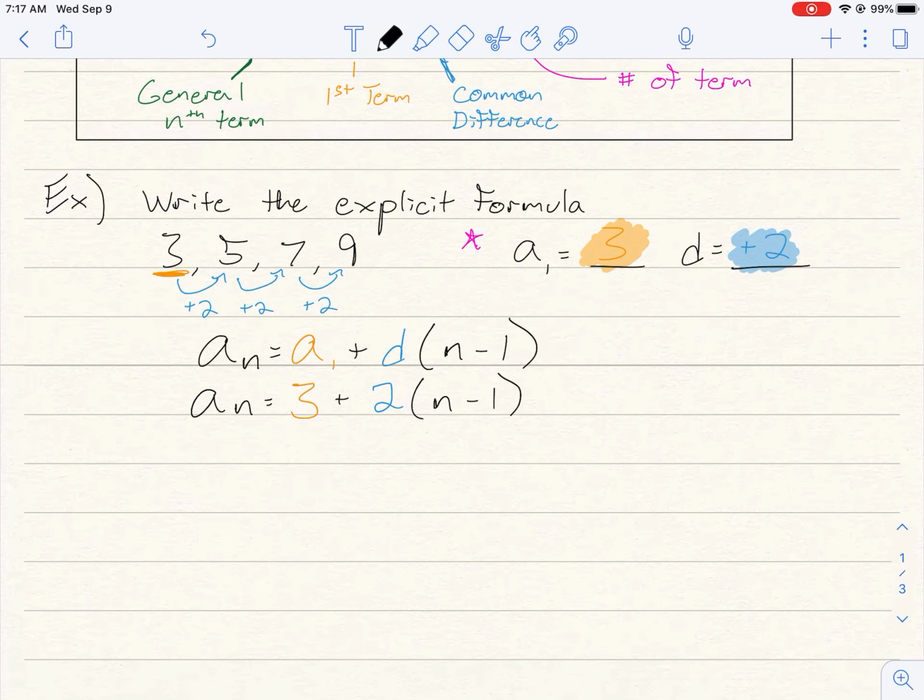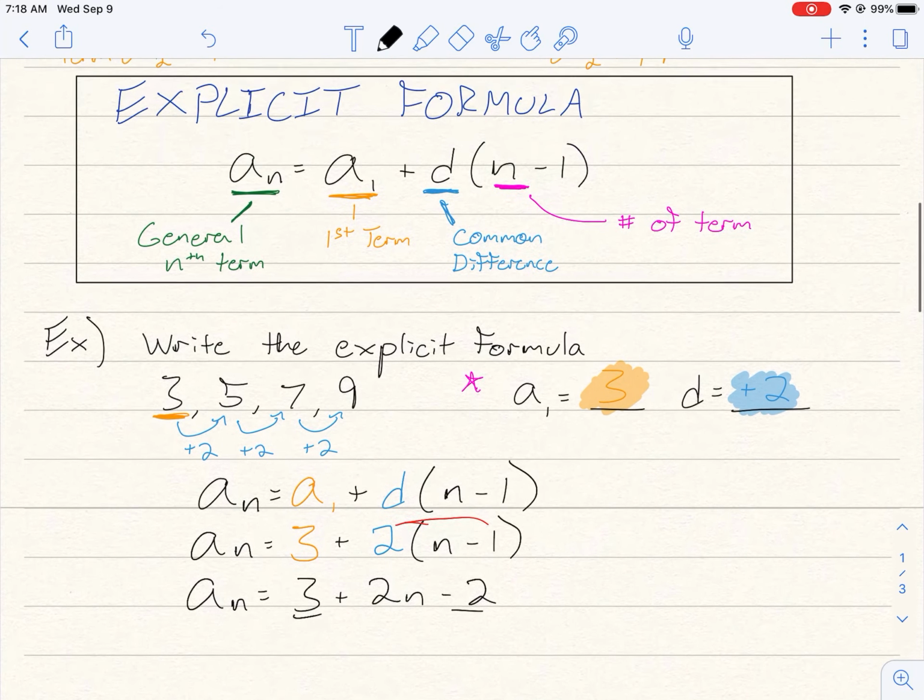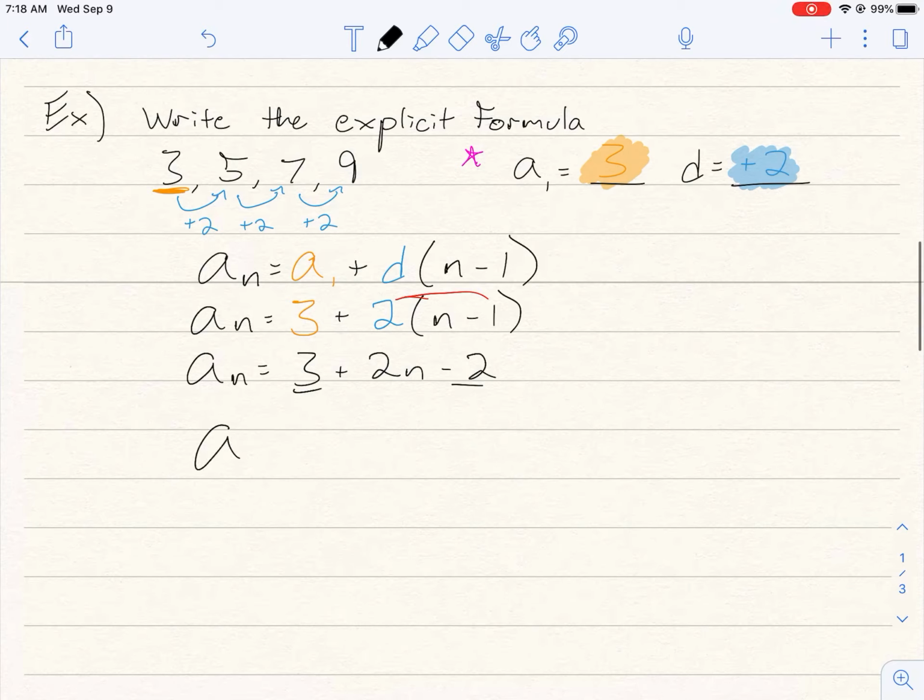Now we can simplify this a little bit by distributing this 2 inside. So you get a sub n is equal to 3 plus 2n minus 2. And then you can combine like terms. You got a 3 and a negative 2. So the explicit formula is a sub n is equal to 2n plus 1.